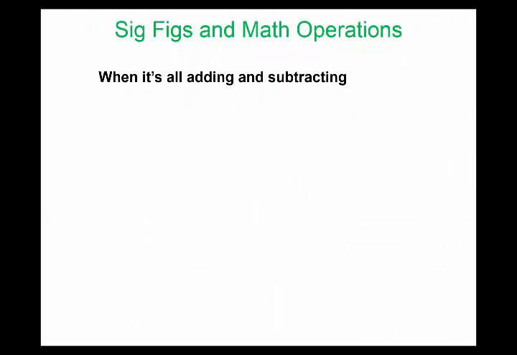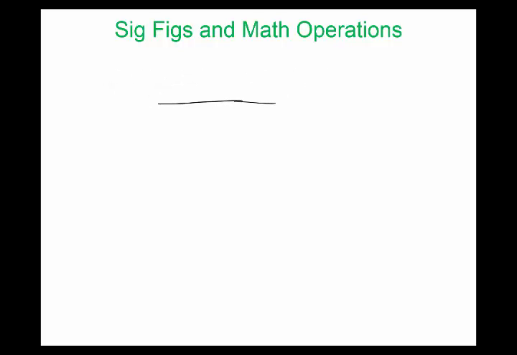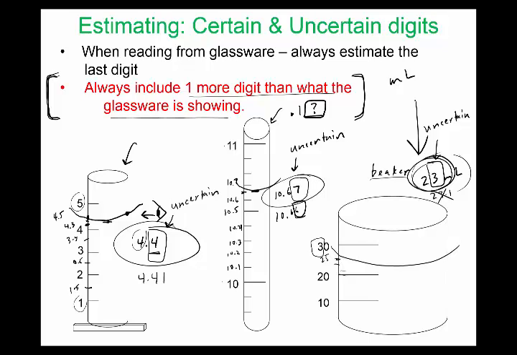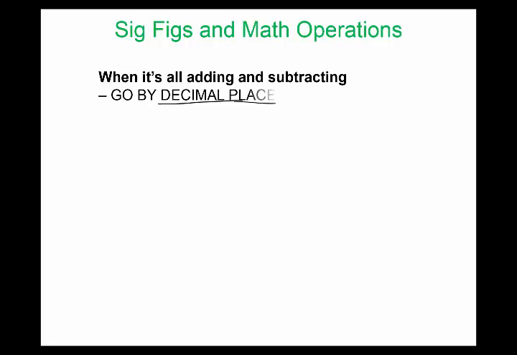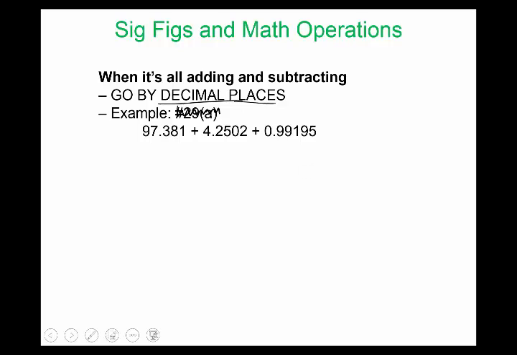There's actually two different rules for adding and subtracting versus multiplying. If you're adding and subtracting, you go by decimal places. So like on our previous example, you actually don't use SigFigs on this. You use the number of decimal places if you had to add these three numbers together. This is an old example, so forget the Atlantic Pacific rule for now. That actually only works for multiplying and dividing.